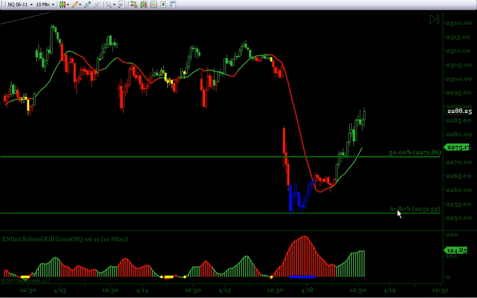We have it on the 10-minute chart. Okay, so you can have it on your 10-minute. You can just have the number written down. It doesn't matter. This is how we use the indicator to confirm the levels.